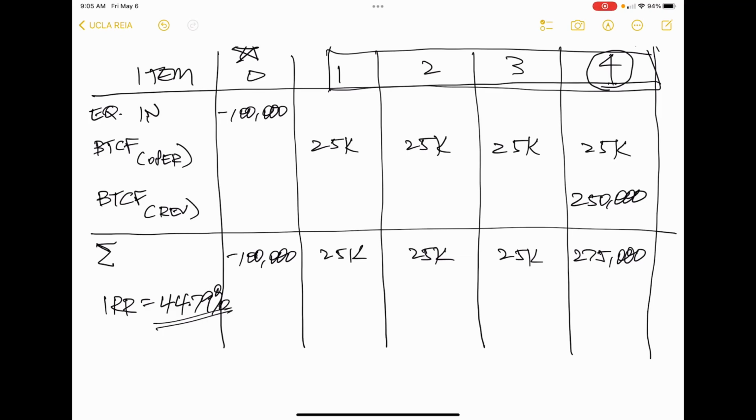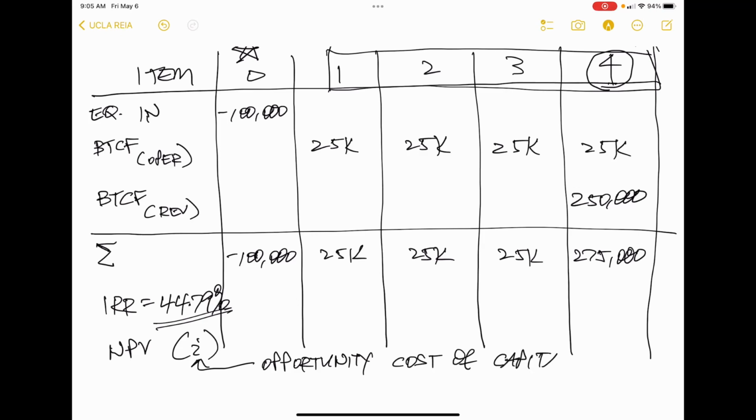From this, we can use these cash flows to run a net present value stream given some discount rate. This discount rate is known as our opportunity cost of capital. So there you have it. That's how to diagram the cash flows in order to determine the internal rate of return.